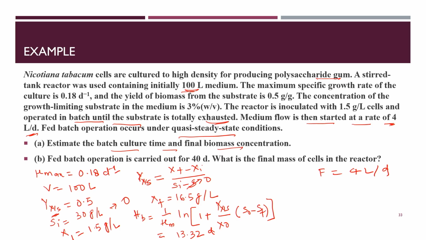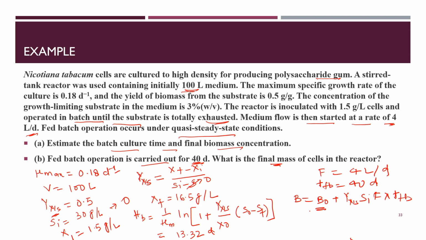Now, if you go to part B, what does part B say? Part B says fed batch operation is carried out for 40 days. So T fed batch is 40 days. You have to calculate the final biomass. If you remember, B equals B naught plus Y x upon S, Si, F into T fed batch.